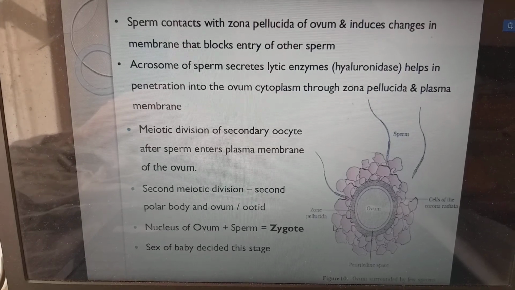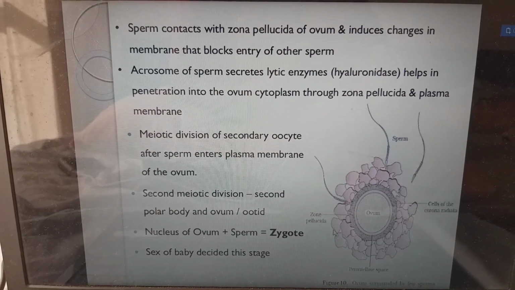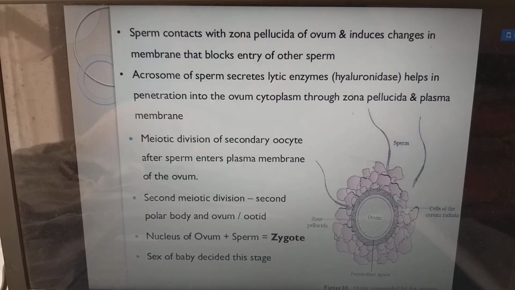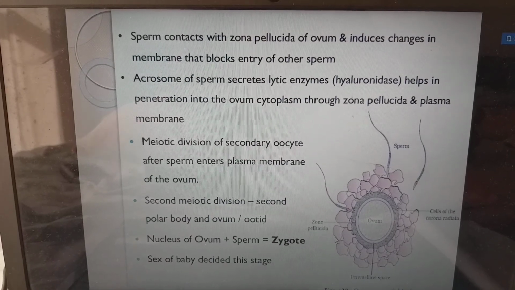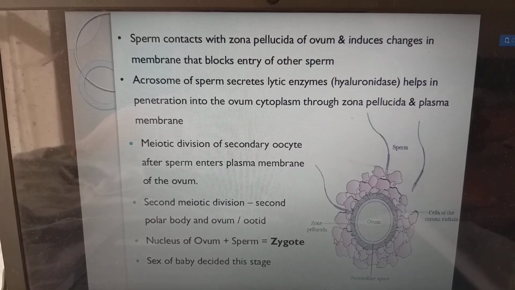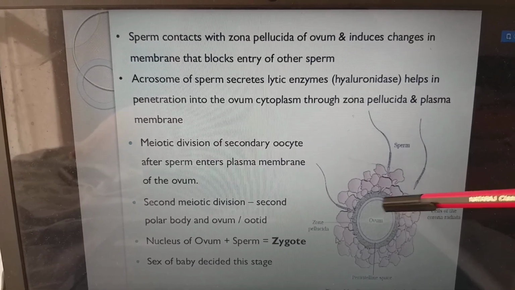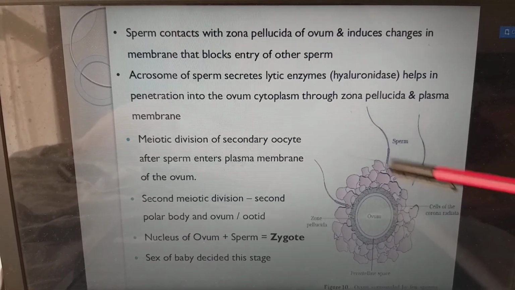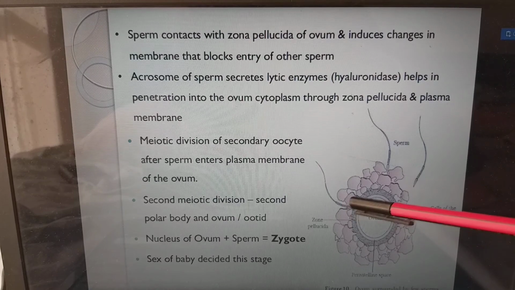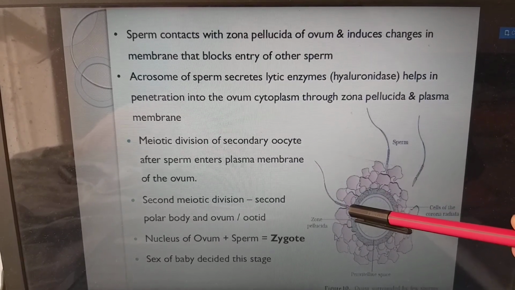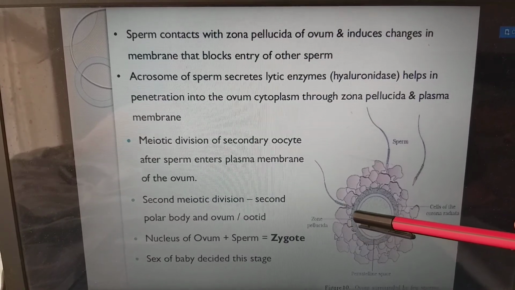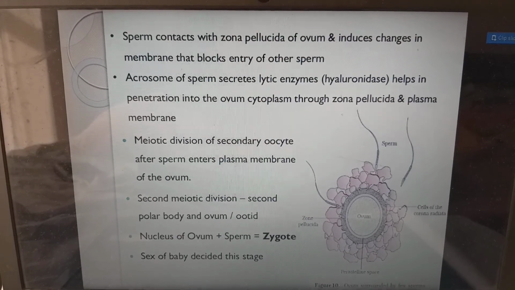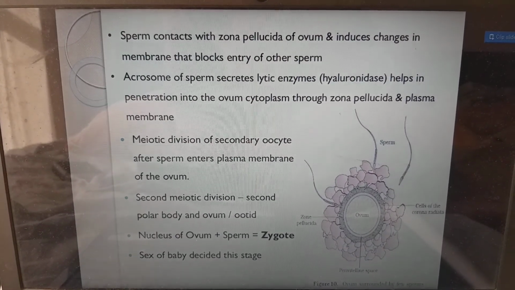The sperm contacts the zona pellucida of the ovum and induces changes in the membrane that block the entry of other sperms. The acrosome of the sperm secretes lytic enzymes, such as hyaluronidase, which help in penetration through the zona pellucida and plasma membrane into the ovum cytoplasm. So now, this is the sperm inducing the membranous changes to prevent other sperms from reaching. It is penetrating the zona pellucida, then entering the corona radiata, and from the corona radiata it will enter the ovum. The meiotic division of the secondary oocyte will start after the sperm enters the plasma membrane of the ovum.